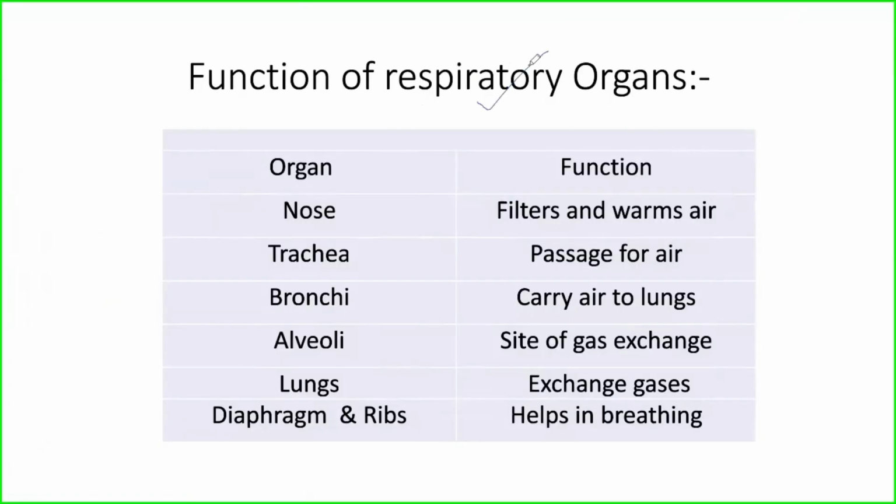Function of the different respiratory organs. The nose filters and warms the air. Hair and mucus present in the nose filter the air, and the temperature of the air is also regulated to the body temperature in the nasal cavity. Then air passes into the tube-like structure called the trachea. It is a passage for air, and then air enters the bronchi, which carry air to the lungs. Alveoli are balloon-like structures, and this is the site for gas exchange of oxygen. The diaphragm and ribs help in the breathing mechanism.